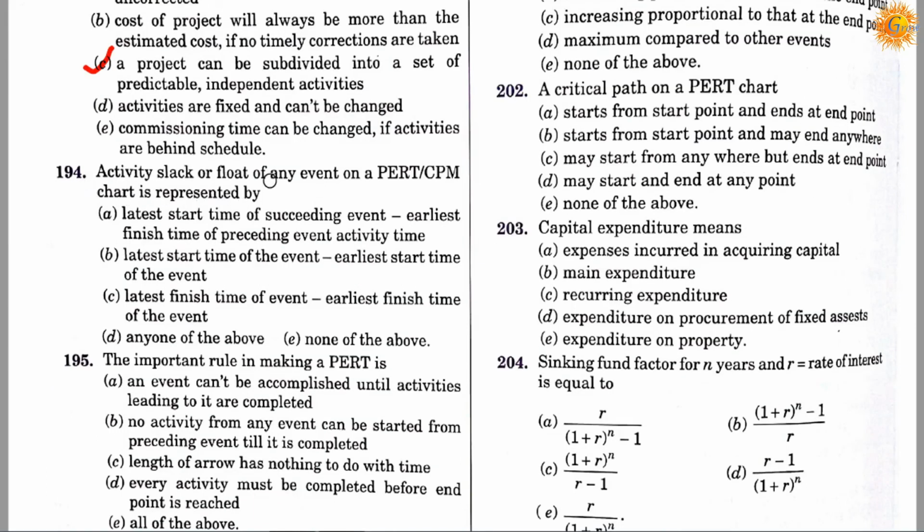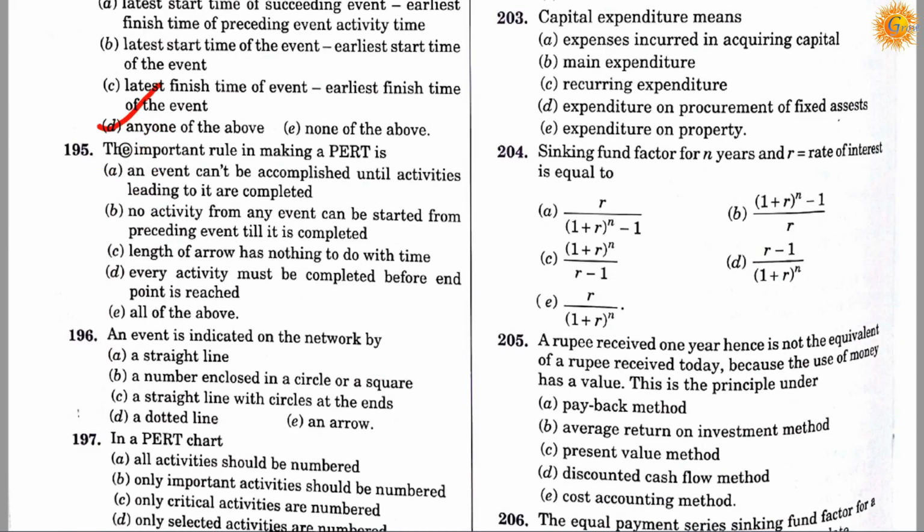Question number 194. Activity slack or float of any event on PERT CPM chart is represented by option A, latest start time of succeeding event minus earliest finish time of preceding event minus activity time. Option B, latest start time of the event minus earliest start time of the event. Option C, latest finish time of event minus earliest finish time of the event. Option D, any one of the above, and option E, none of the above. So correct answer is D. It means any one of the above. Activity slack or float of any event on a PERT CPM chart is represented by any of these three.